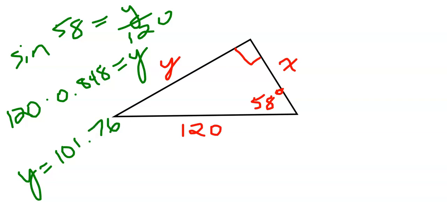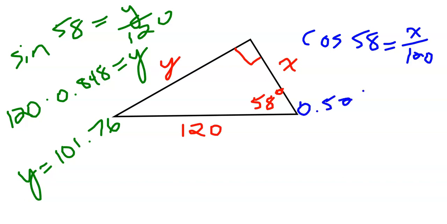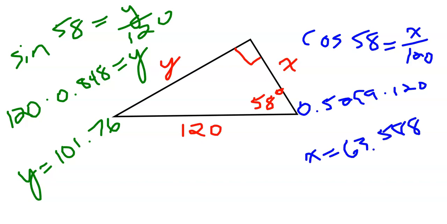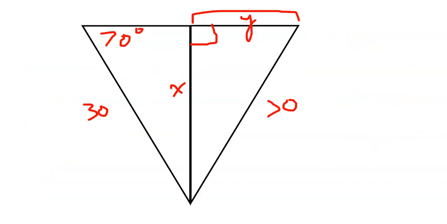Then for x, we have the cosine of 58 being equal to x over 120. Multiply both sides by 120. The cosine of 58 is 0.5299. And when we multiply that by 120, we end up with 63.588.